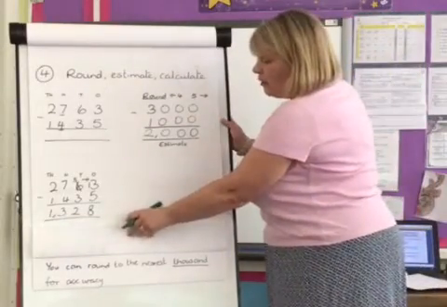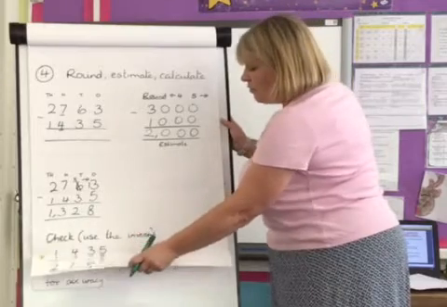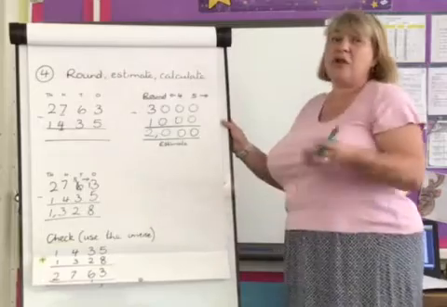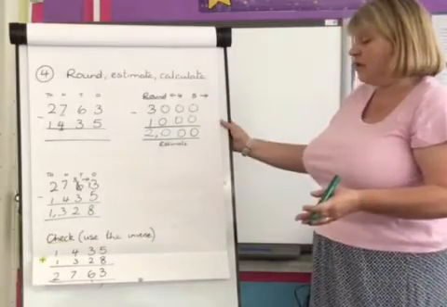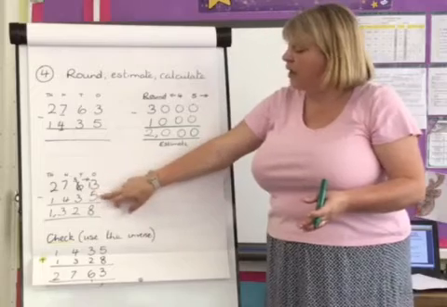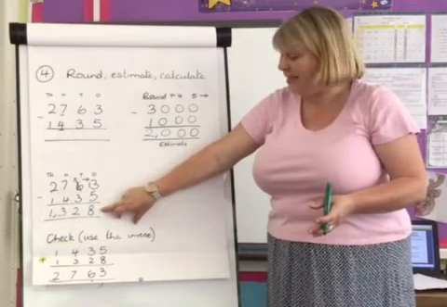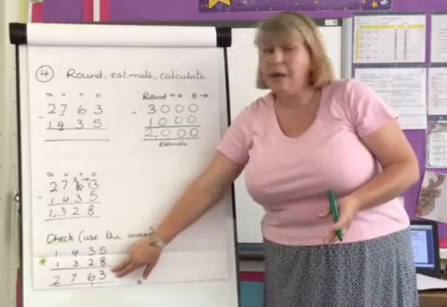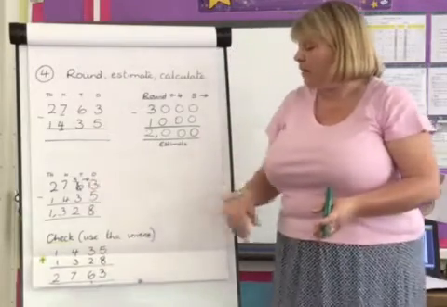We then will check our answers by using the inverse. So if we're subtracting, we're going to add. So if we add the answer, the lower number plus your answer together, you should end up with the number you started with, the bigger number.